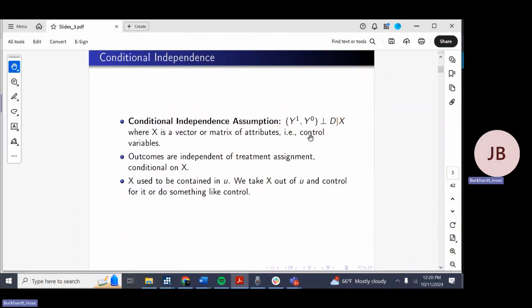So we need a different assumption, maybe a weaker assumption: the conditional independence assumption. We're assuming now that the outcomes are independent of treatment assignment, conditional on observed X variables, or observed characteristics, where X is a vector or matrix of attributes. In other words, X used to be contained in U, but if we take X out of U and control for it, then we're back to some form of independence assumption.